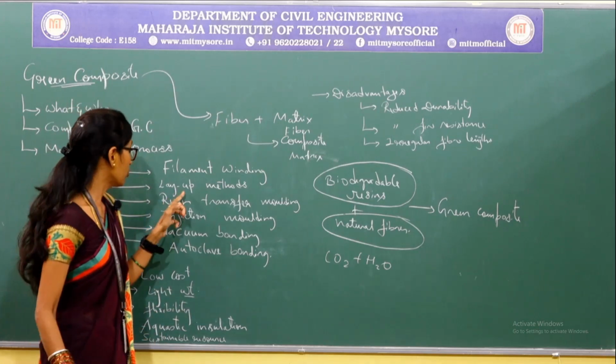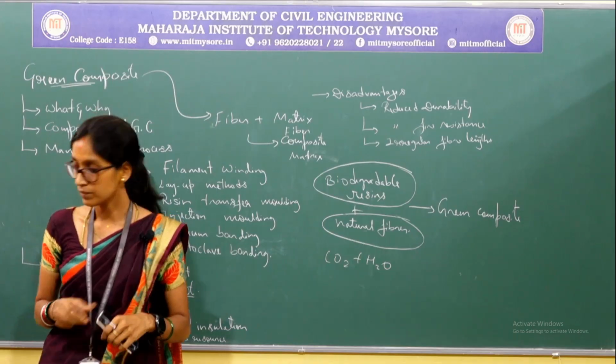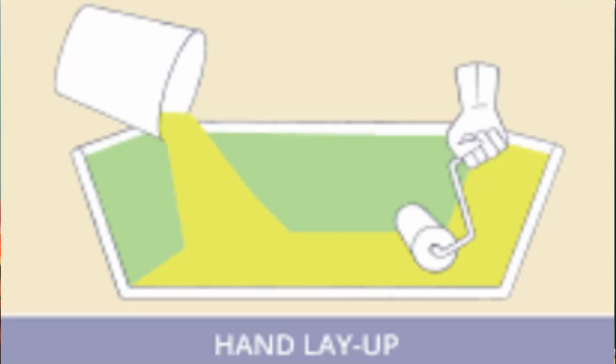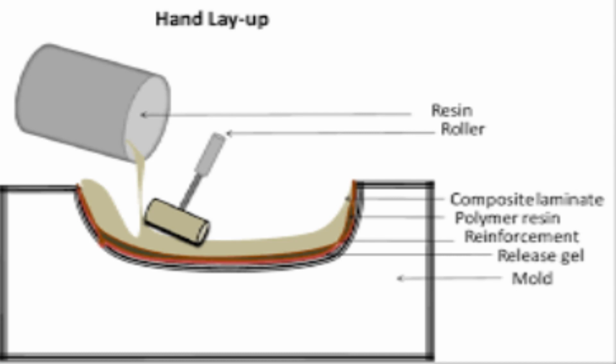Okay, so now let's see the layup method. The layers of prepreg fabrics are built upon a mold, and it can be a unidirectional or a multi-axial form, or we can even use chopped strand mats which are multi-directional. They are subjected to the consolidating force and then they are cured.